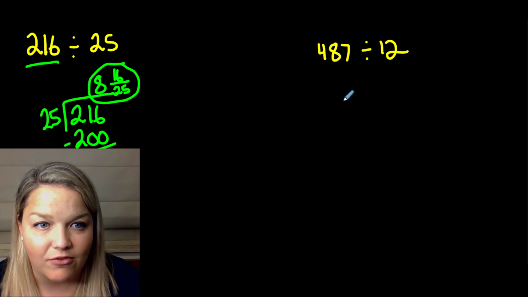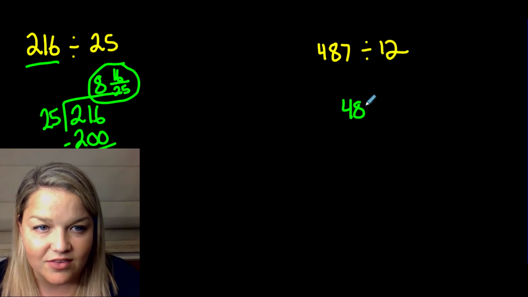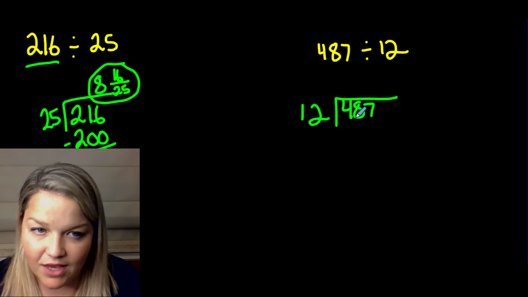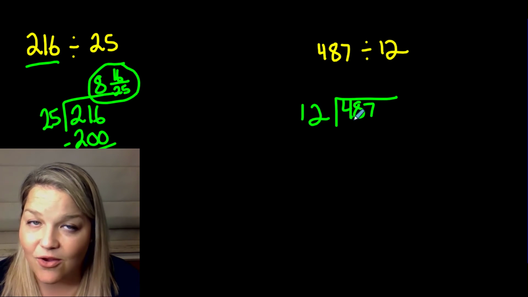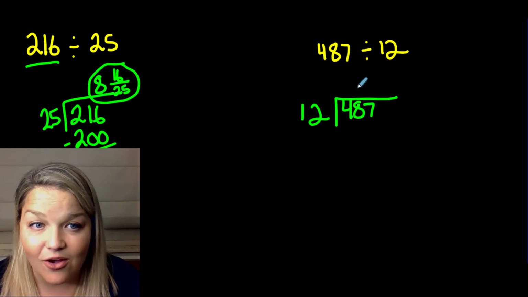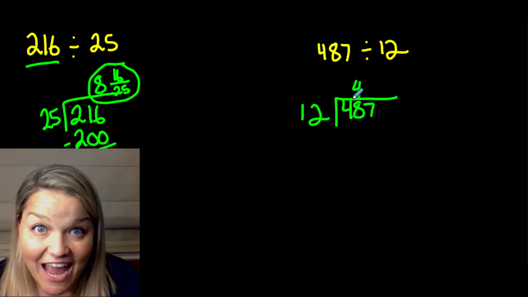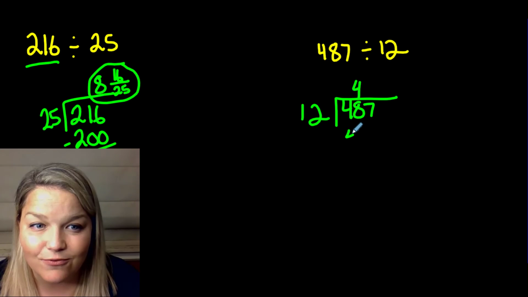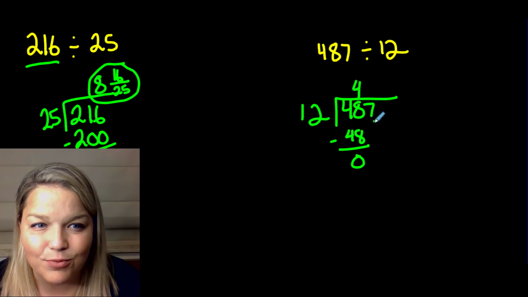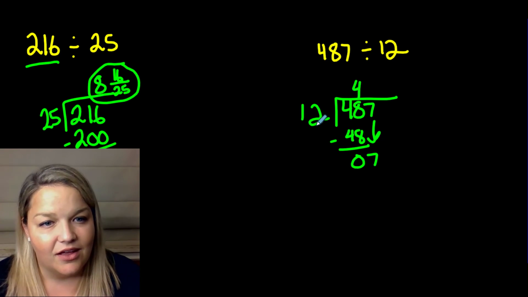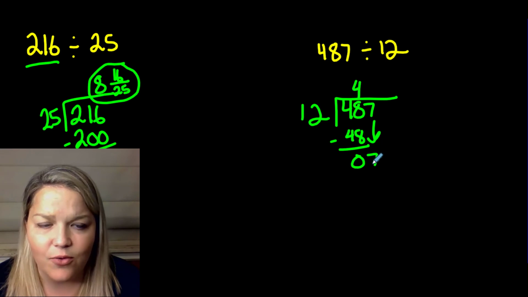487 divided by 12. So 487 goes under my division bar, divided by 12. 12 can't go into 4. 12 can go into 48, and it can go in 4 times. And I'm excited because that makes an even 48. So 4 times 12 is 48. Yay, nothing left over. Let's bring down my next place value. It is 7. Oh, no, 12 can't go into 7.